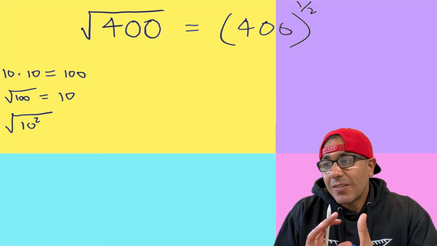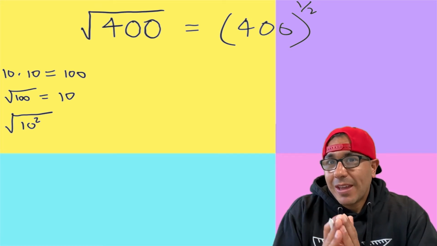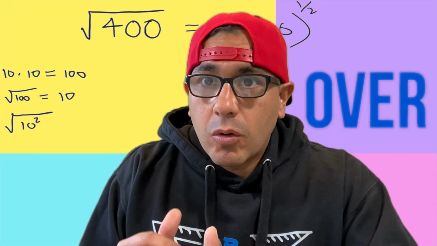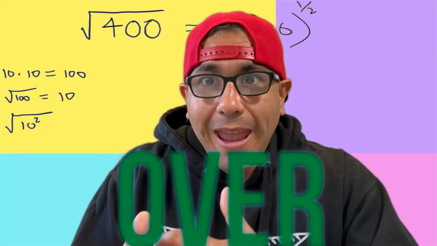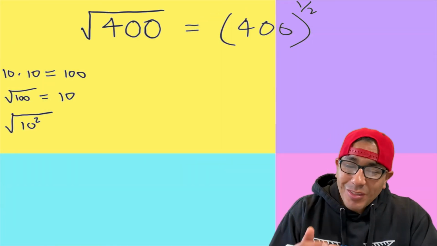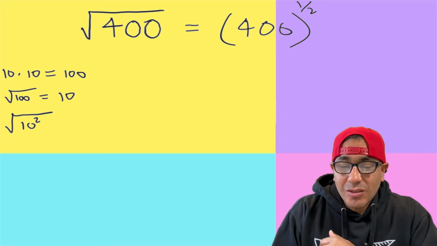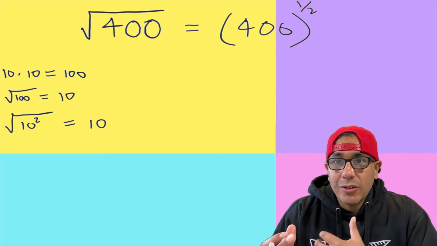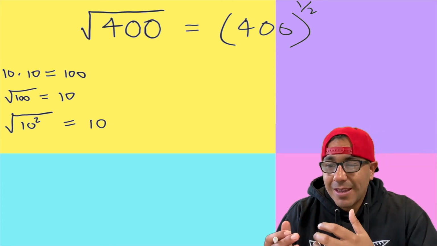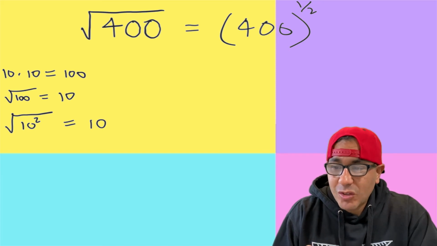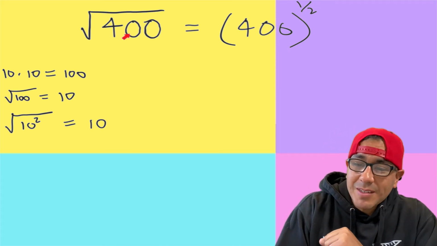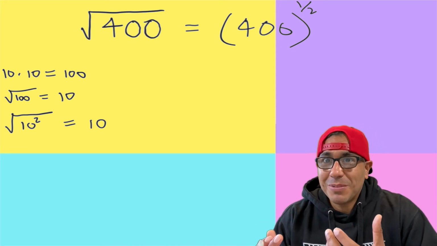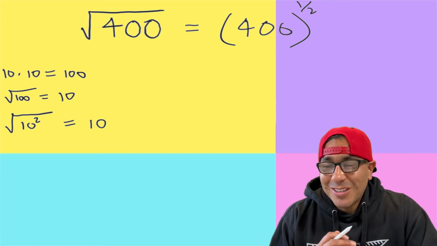I really want you to have a deeper understanding of all this so that as you move forward, because you're going to be using square roots over and over again. So the square root and the square cancel each other out because they're inverse functions of one another, and that means they undo one another. So the big question is, what number times itself gives us 400? And we don't want to do 200 times 200, because that's going to give us a really large number.